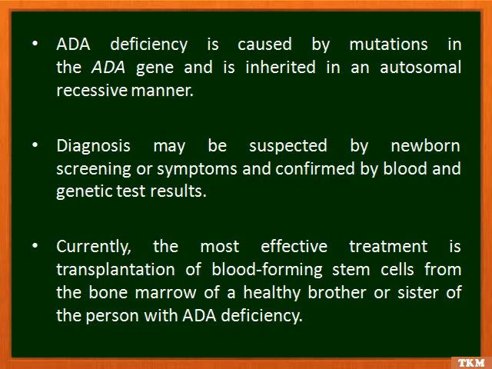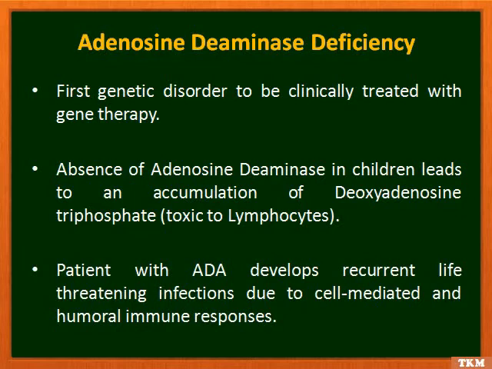Diagnosis may be suspected by newborn screening or symptoms and confirmed by blood and genetic test results. Currently, the most effective treatment is transplantation of blood-forming stem cells from the bone marrow of a healthy brother or sister of the person with ADA deficiency. But as of now, bone marrow is the most effective treatment. This was also the first genetic disorder to be clinically treated with gene therapy.